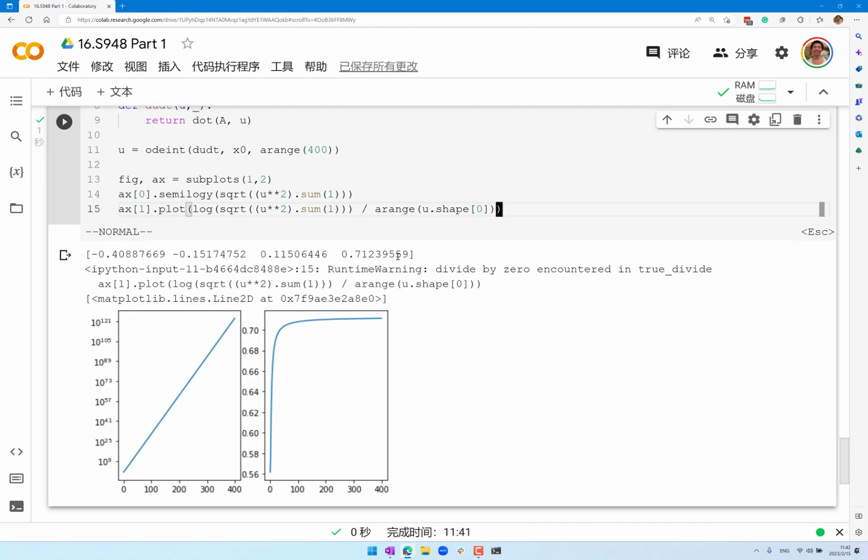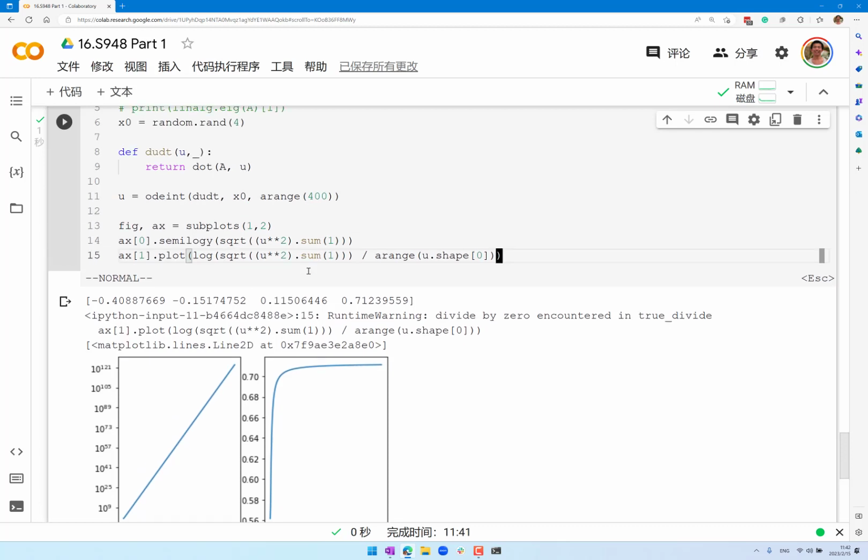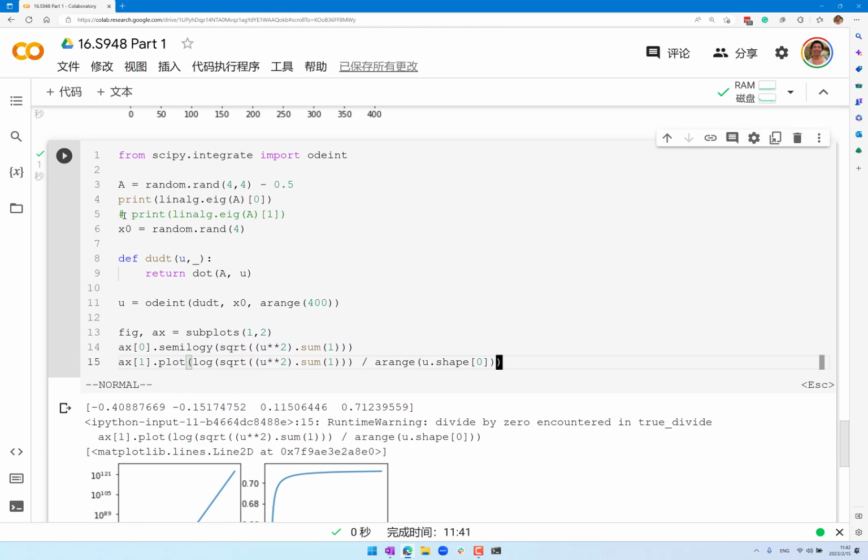Again, the error for small t is probably going to be dominated by the gap between the two most positive eigenvalues, this one and this one, right? But for large t, it's going to be dominated by the contribution of the largest eigenvector corresponding to the initial condition, which is random.